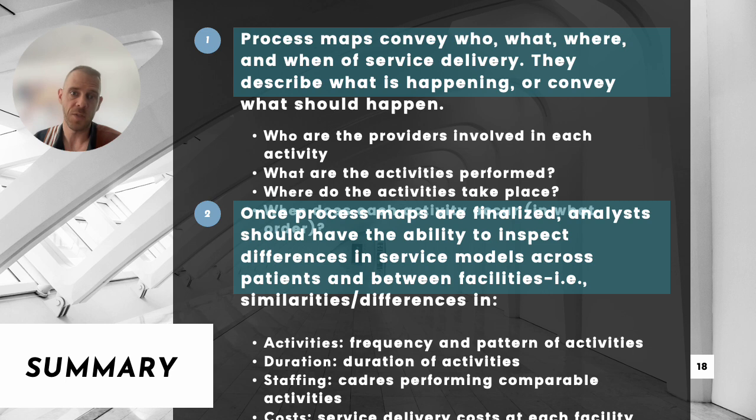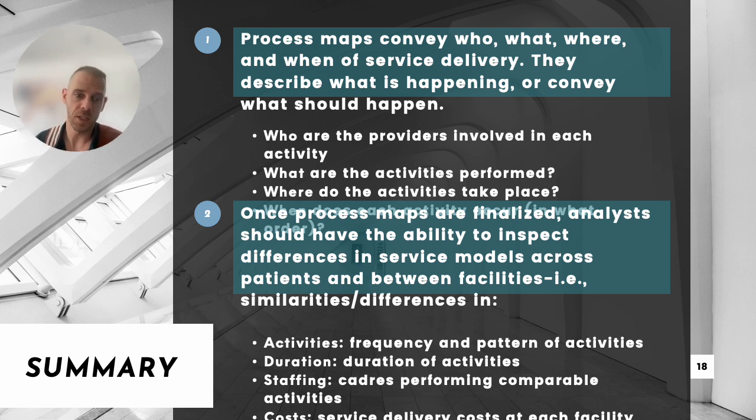And then once process maps are complete, we can inspect these process maps to learn if there are opportunities for improvement. We could look within facilities and across patients, or we could look at between facilities to compare facility A versus facility B, for example. We might find differences in the frequency or pattern of activities, the duration of each activity, the cadres involved in those activities, or even the overall costs.